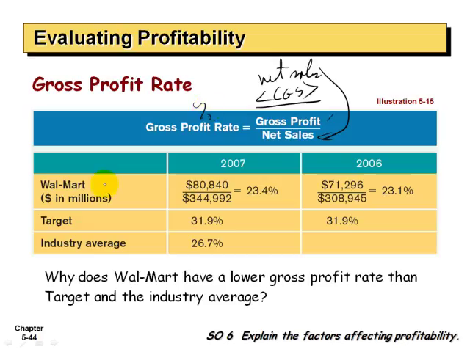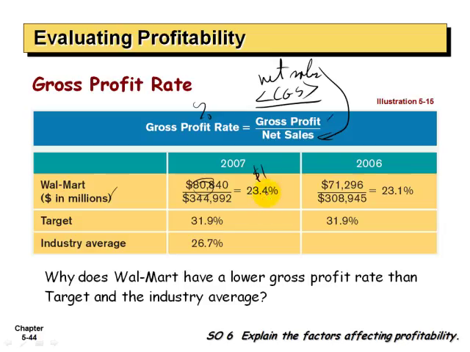So in the case of Walmart, here we're talking millions of dollars. So you see this 80 right here? You think that's 80 million? This is 80 billion. Here's 840 million divided by the net sales to give you a rate of 23.4%. So for every $1 Walmart sells, they're going to make a gross profit of 23.4 cents.